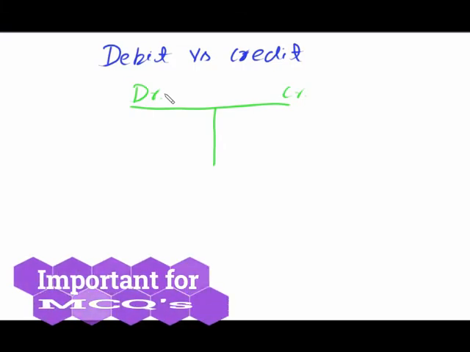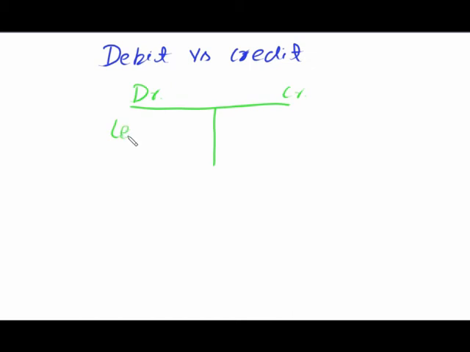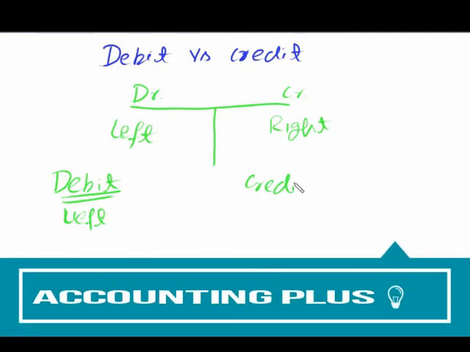Then you only select that debit means the left side of the T account. Credit is the right side of the T account. So when debit comes in your mind, you will say it is the left side and credit is the right side.